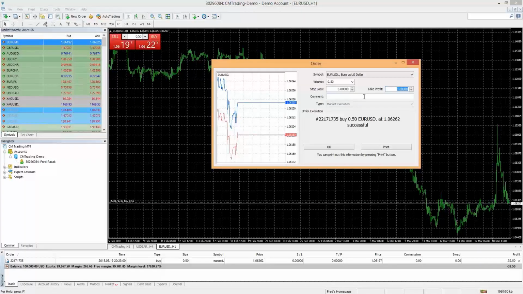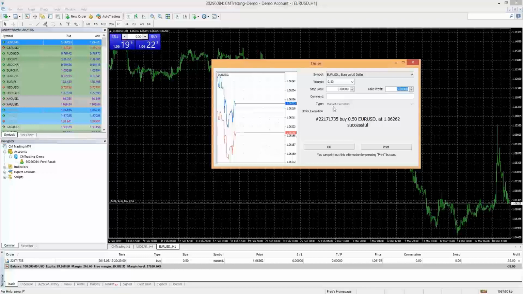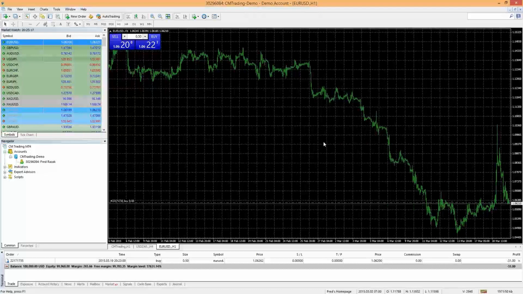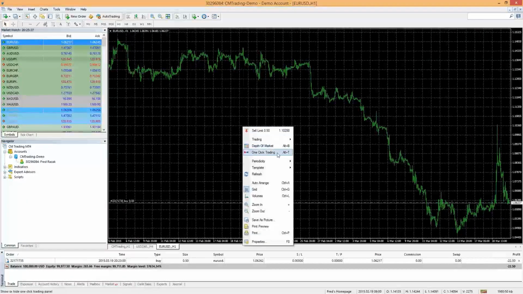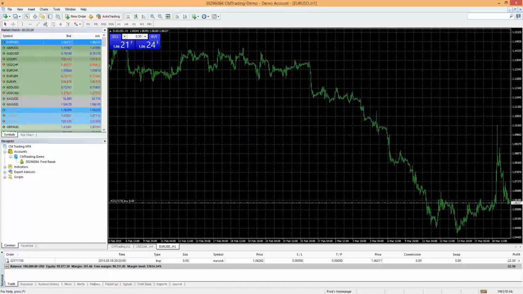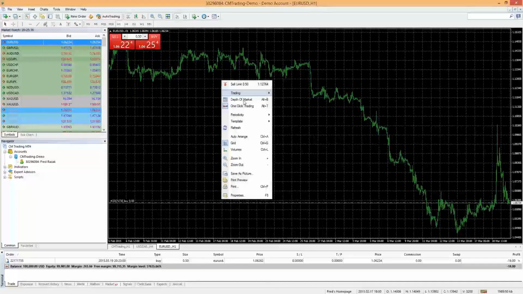So these two are pending orders. They are what we call limit orders. In some other cases the type of execution would be pending. You see here we already executed, so it's not going to show me the type of execution. Then this is the confirmation that I purchased the order and it was successful. I could print it, I could press OK. I'm losing money here. Okay, Fred's not happy. But this is an option that you could take off or put on, the one-click trading. Okay, and you could take it off.